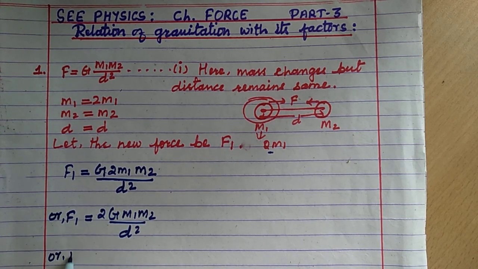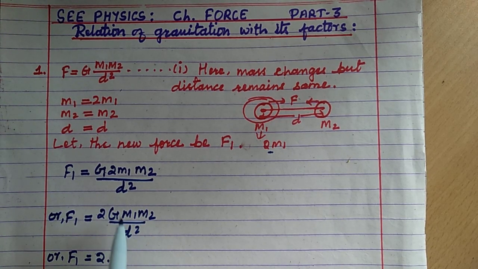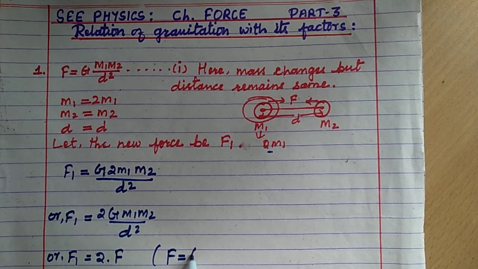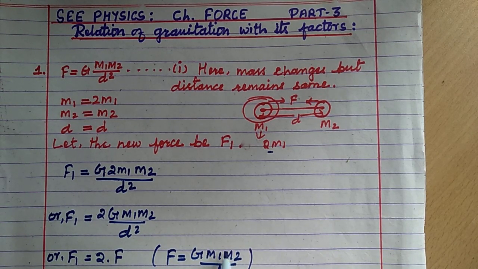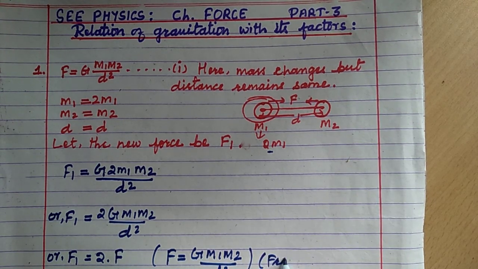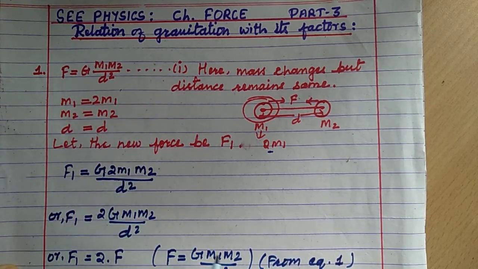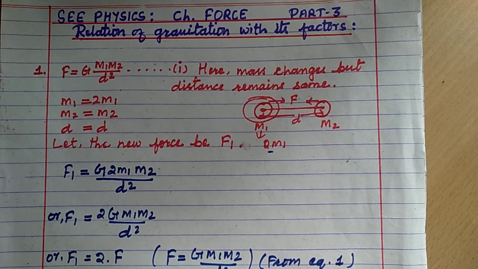Now or F1 equal to 2, here G m1 m2 divided by D square means F from equation number 1. Okay, so in place of this entire expression we can write F, because F is equal to G m1 m2 divided by D square. Okay, so this is equal to this. That is why we can write F in place of G m1 m2 divided by D square. Or you can write from equation number 1. From this equation also we can substitute this value of F.